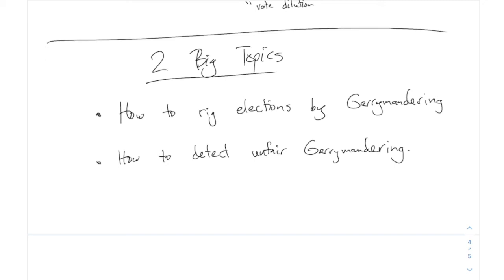But first, let's talk about how to rig elections by gerrymandering. I got another handout. Can you believe it? I wasn't sure we'd get this far, but we're getting it. So I want us to practice sort of drawing lines to swing the results of elections. And just to simplify things, I have a very, very simplified geographical example here, which is just a bunch of rectangles.